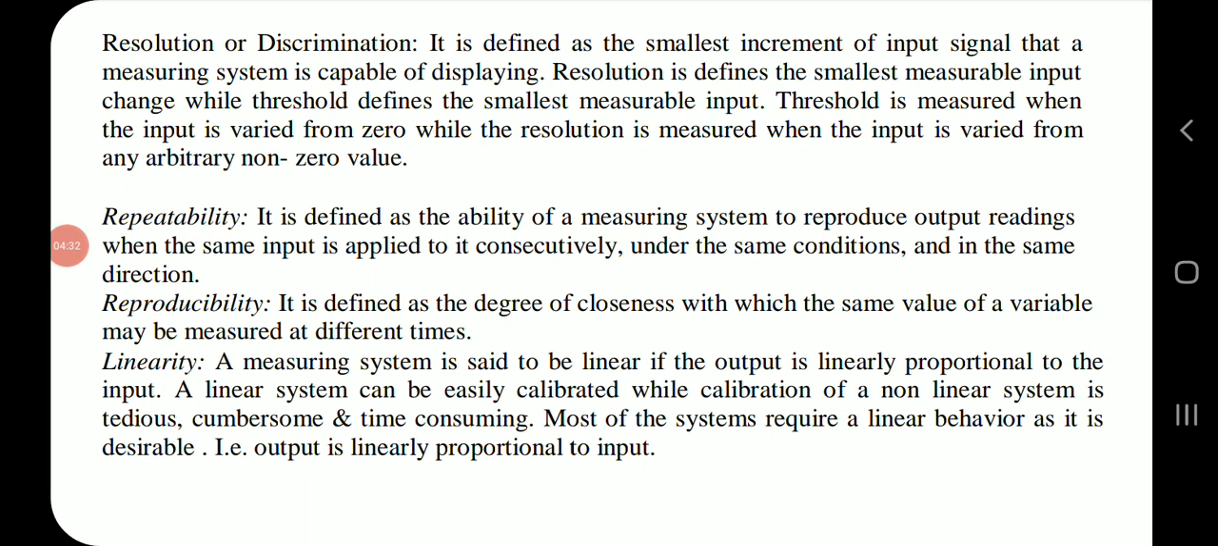Resolution or discrimination. It is defined as the smallest increment of input signal that a measuring system is capable of displaying. Resolution defines the smallest measurable input change, while threshold defines the smallest measurable input. Threshold is measured when the input is varied from 0, while the resolution is measured when the input is varied from any arbitrary non-zero value.